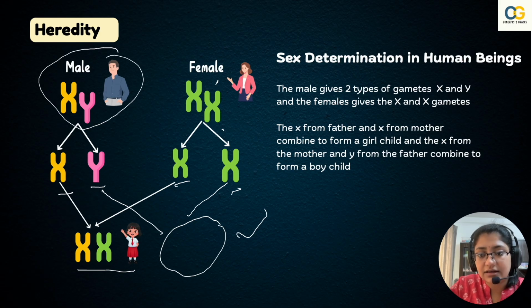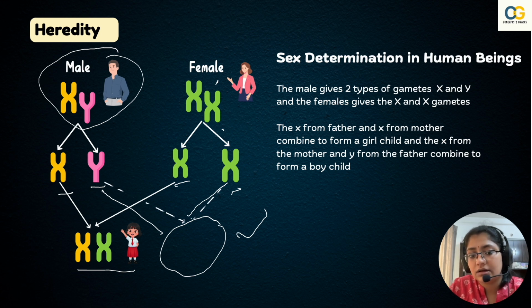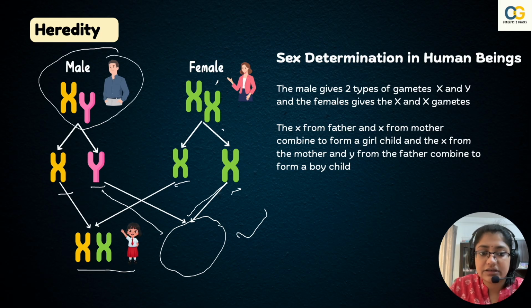So the father actually determines the gender of the child, and to be very precise, it is not even in his control. How will he know which gamete will mate with which egg, right? So it is just a 50-50% probability to either have a girl child or a boy child.